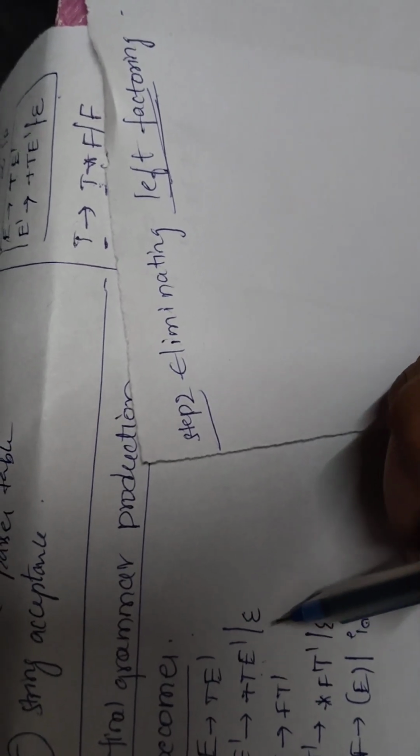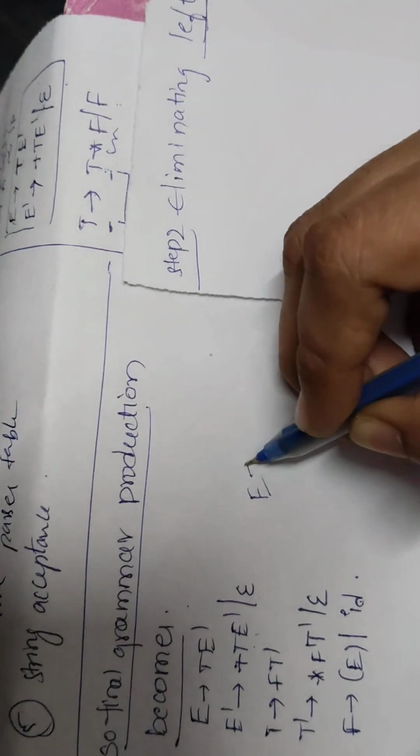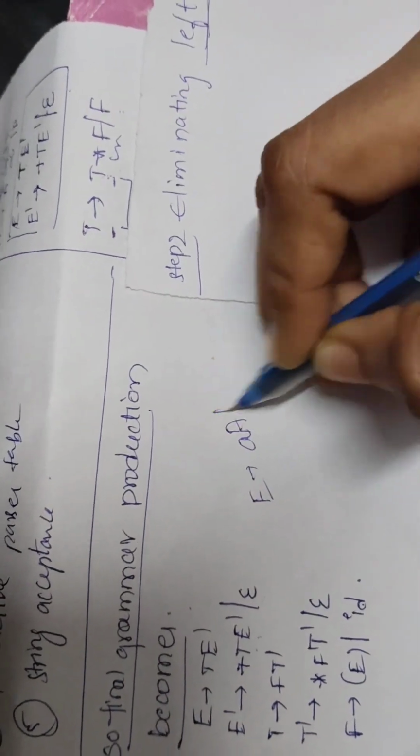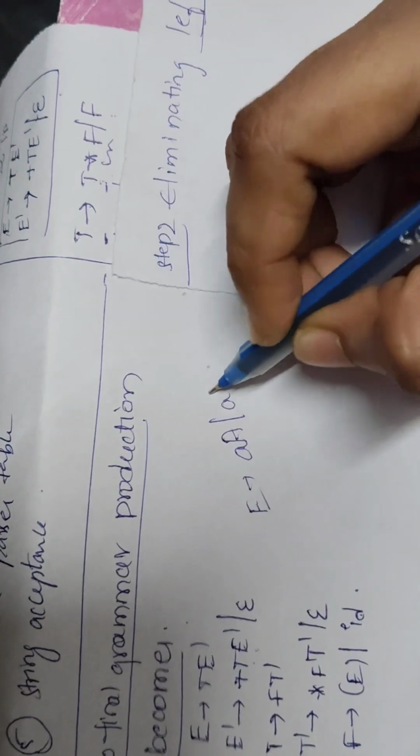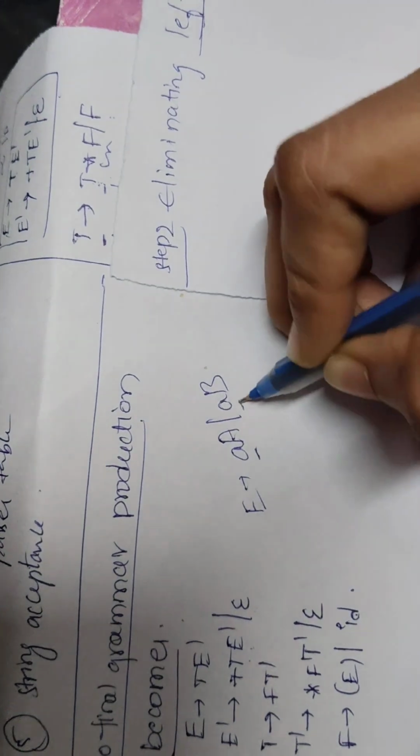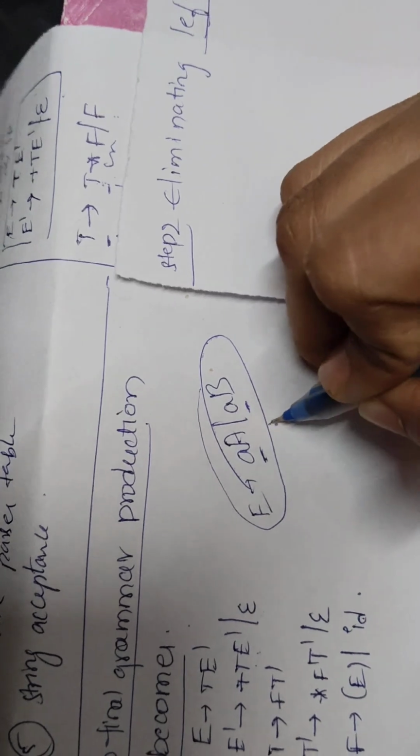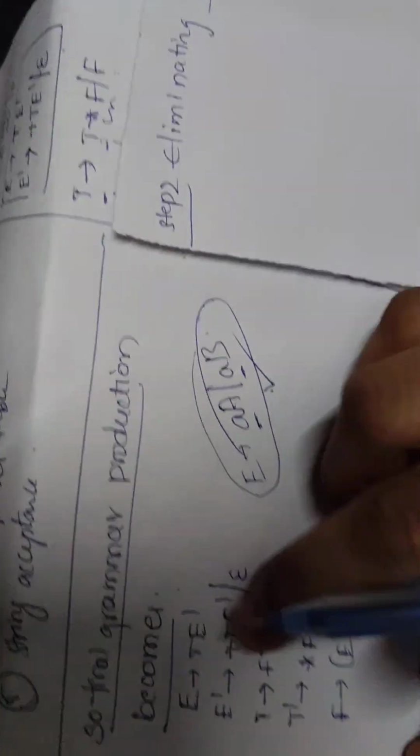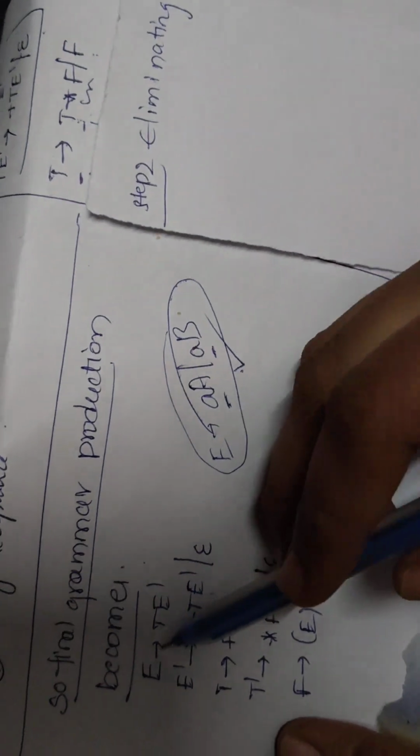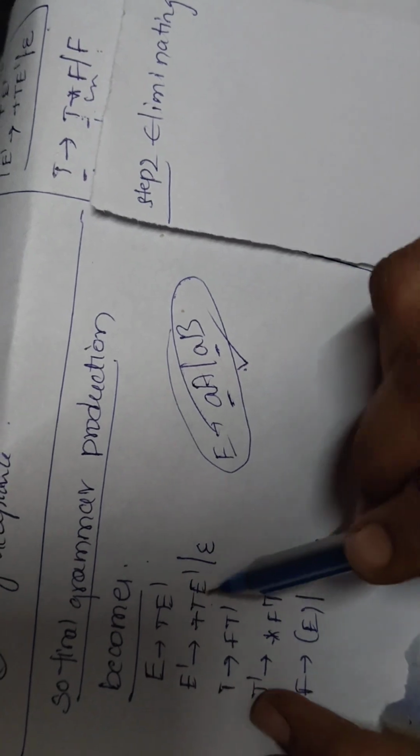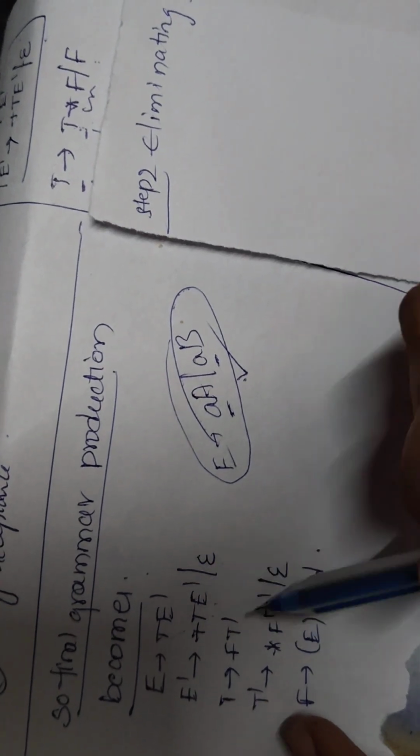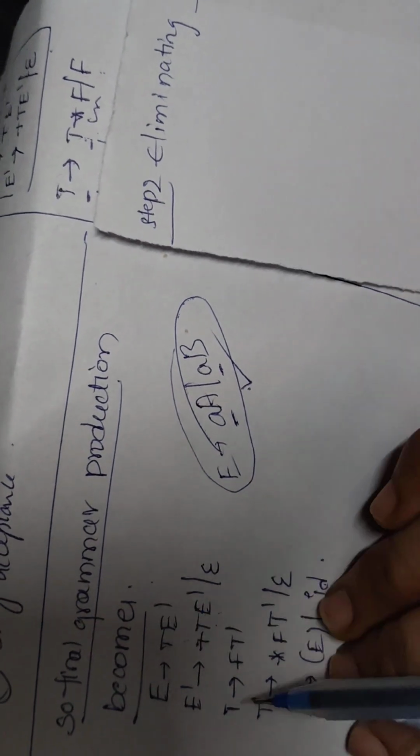For example, if the grammar production is like this, E produces A, B. See, they both have the same common prefixes. Then we say they have left factoring. We need to eliminate them. But in our grammar productions, we can't find any left factored grammars. So we just need to skip this step. Meaning you just need to write like this.